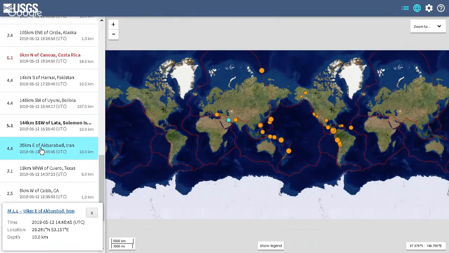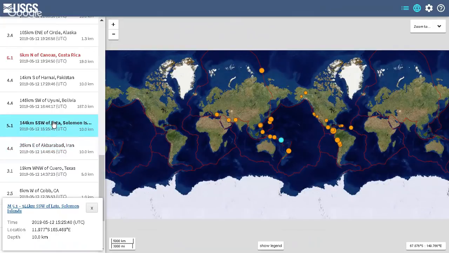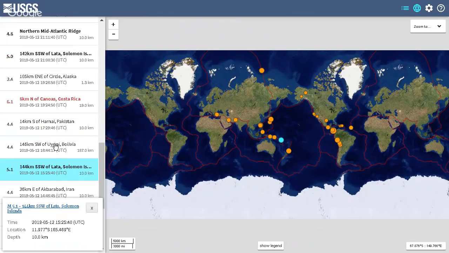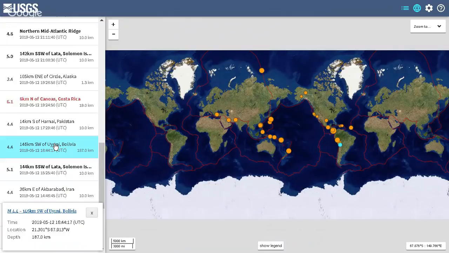Here we see a 4.4 in Iran. And by the way, I'm going to tell you what's in the coffee. If you think I'm amped, you ain't seen nothing yet. How about a 5.1 in the Solomon Islands? None at depth until this one. 4.4 in Bolivia at 187 kilometers.